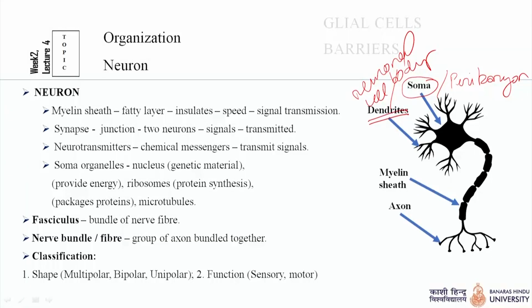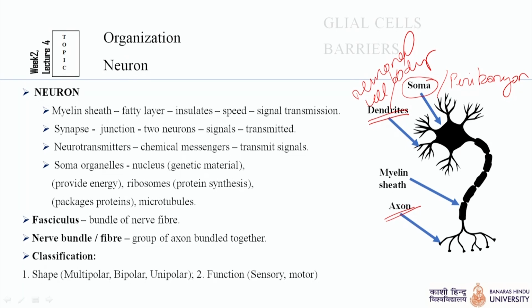The central process is the one which receives the information from the periphery and moves towards the soma, and that process is called the dendrite. Whereas the other process which emerges from the soma carries the information or signals from the soma to the periphery, and that process is called the axon.